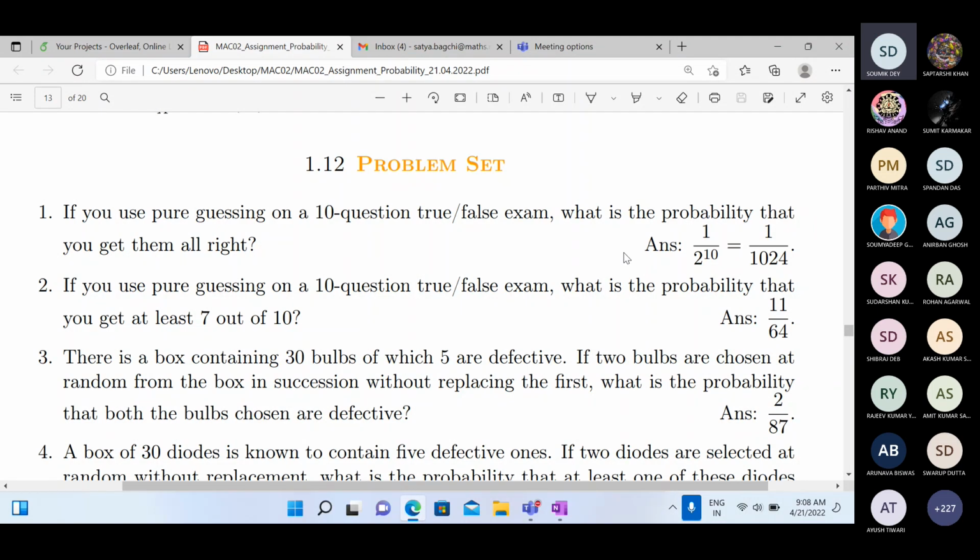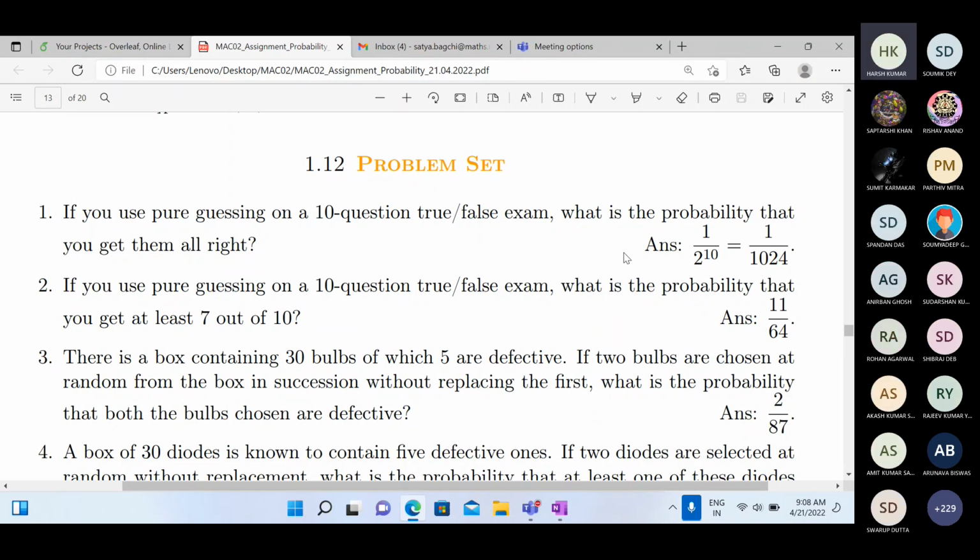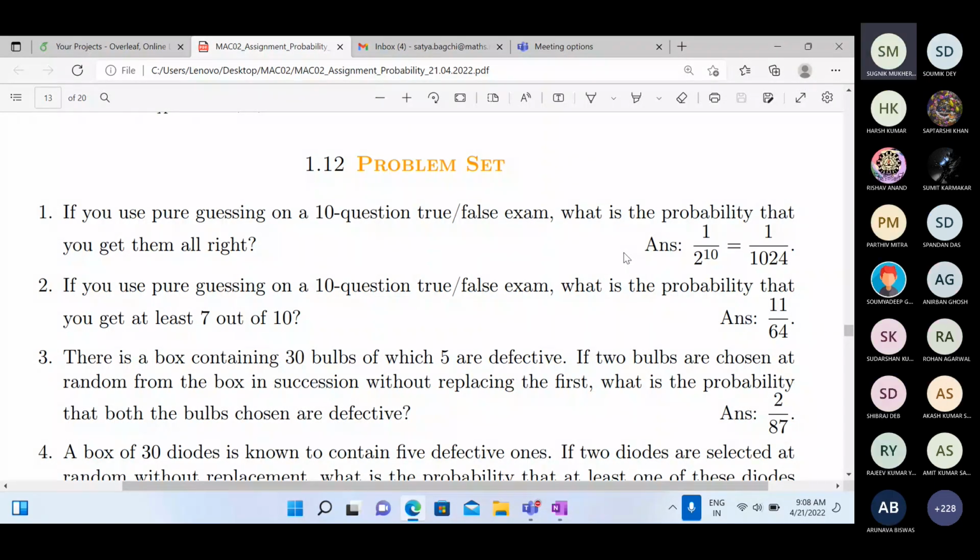Sir, each question has two possibilities, true or false. Then for 10 questions it would be 2 to the power 10. And sir, all events are independent of each other, so that is why they will be multiplied. Here we can even use nCr p to the power r q to the power n minus r, but here r will be n. I get all the answers correct, that's why 1 by 2 to the power n.